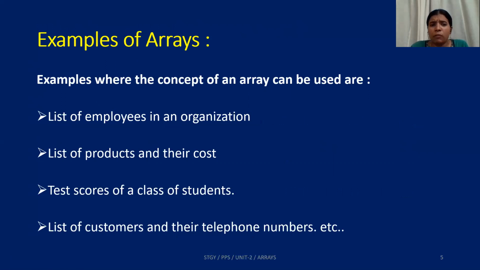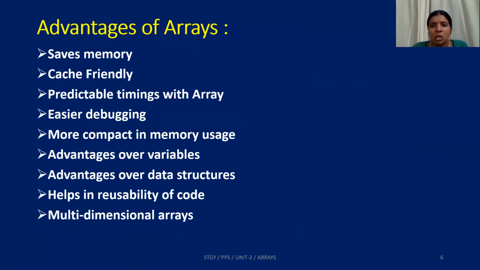Examples are a list of employees in an organization, a list of numbers, products and their costs, test scores, customers and their telephone numbers, etc. So what is the need, or the reason put forth for an array? Arrays save memory, they are cache friendly, they have predictable timings, they are easier for debugging, and more compact in memory usage.